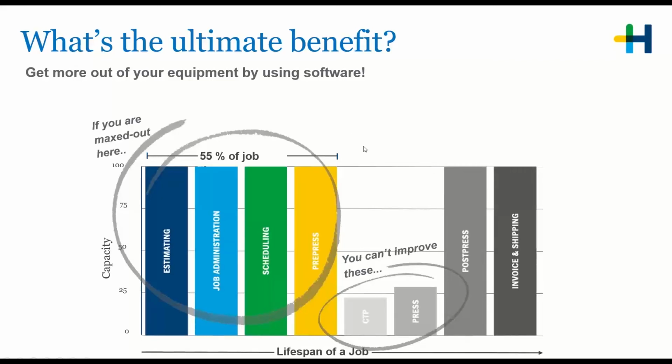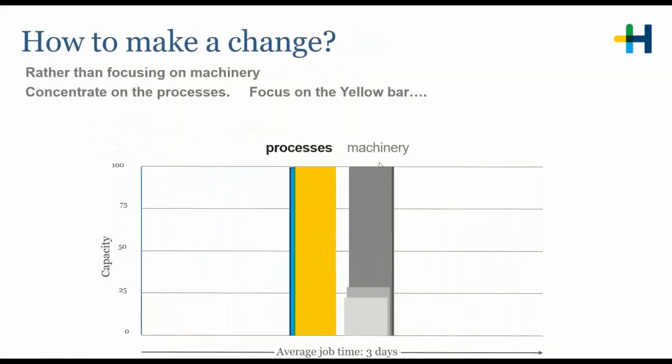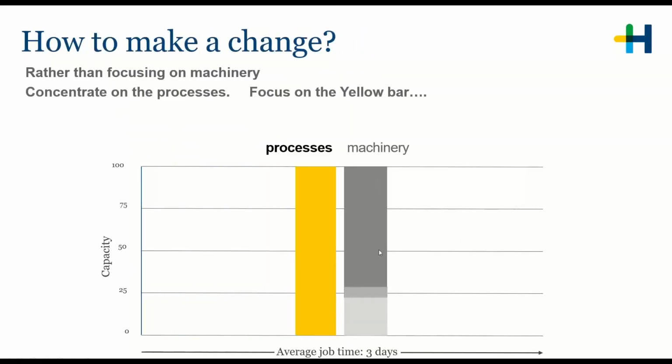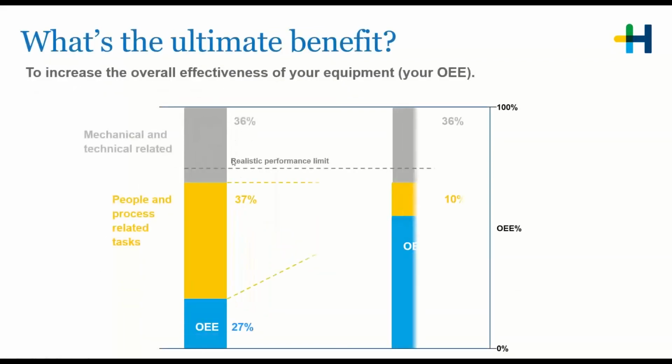So really, we've identified that, in the past, we've focused on improving the machinery and its efficiency. Maybe we need to start thinking about the processes. We need to focus on the yellow bar, because that yellow bar accounts typically in the industry for up to 37% of the burden which affects your overall equipment efficiency, squishing it down on average down at 27%.